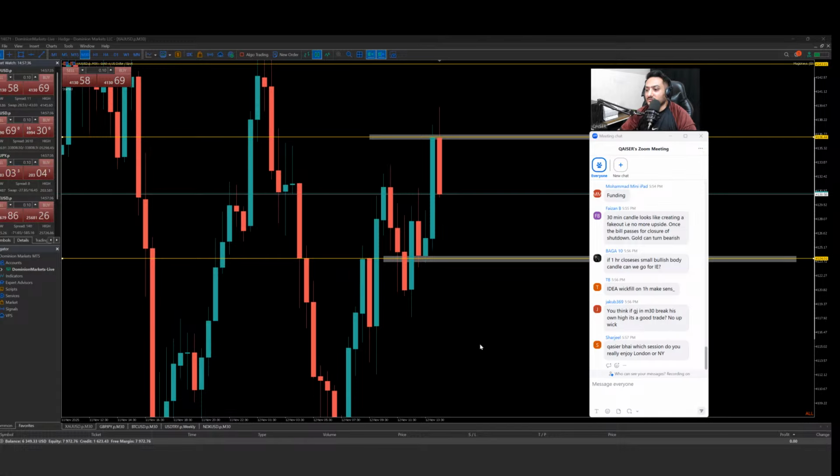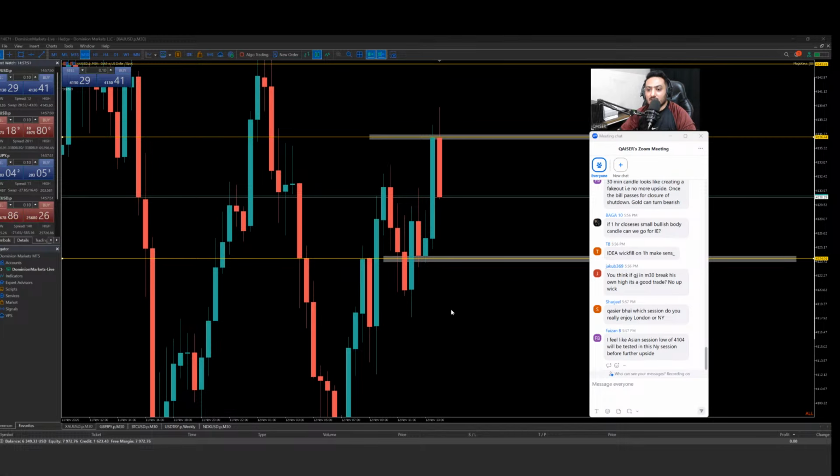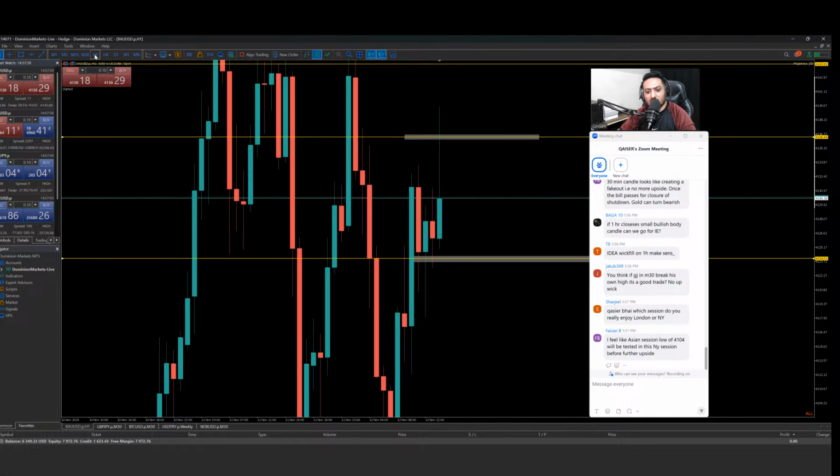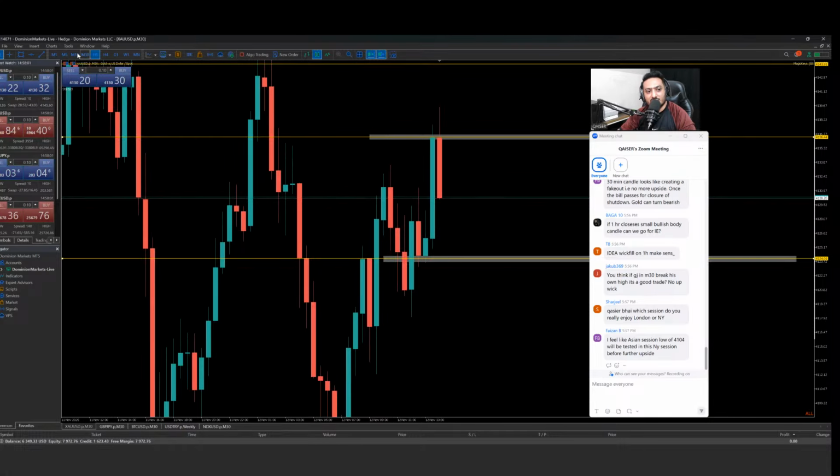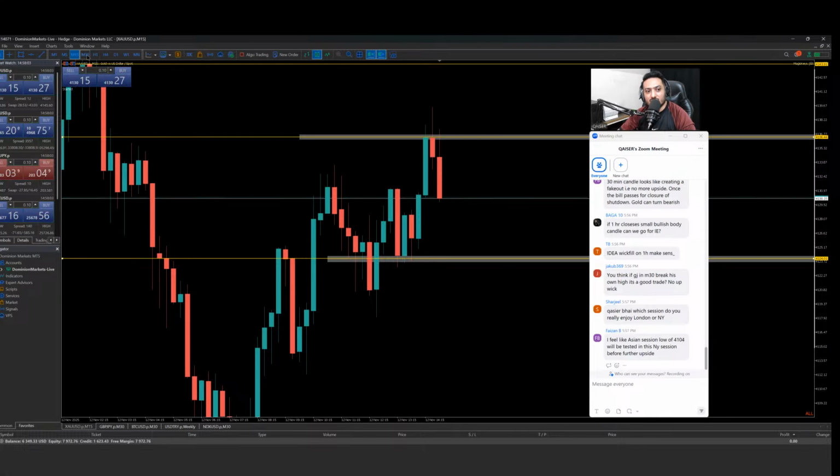Sir, can we take those sells? Not yet. Why do you go for a sell on the 30 minute, not on the 50 minute? The setup is the same. No, 30 minutes is stronger than the 50-minute time frame. If the 1 hour closes a small bullish body candle, can we go for it? Let me look at this one. Not yet. A lot of rejection on the left-hand side. Not comfortable with this one.